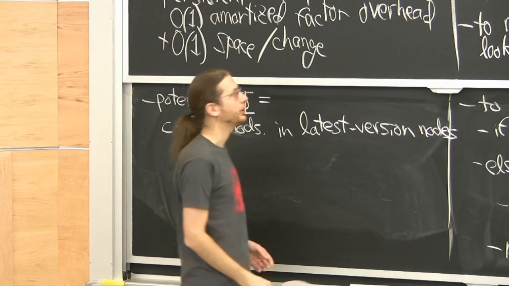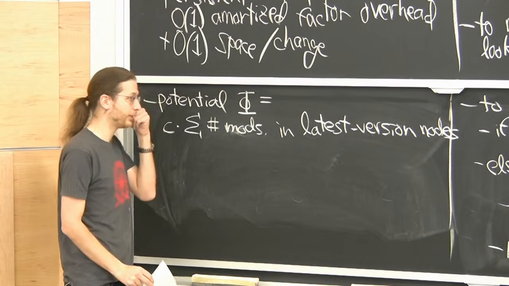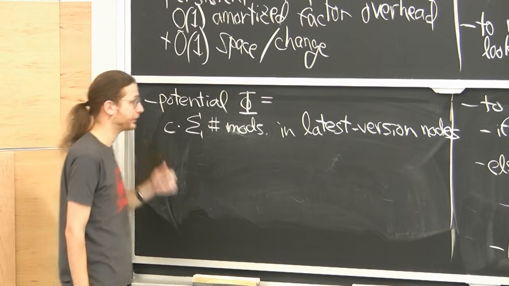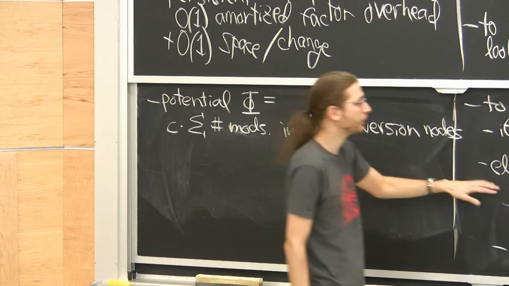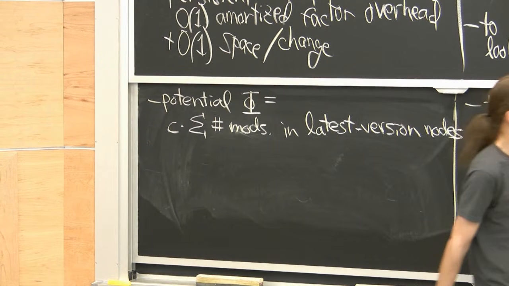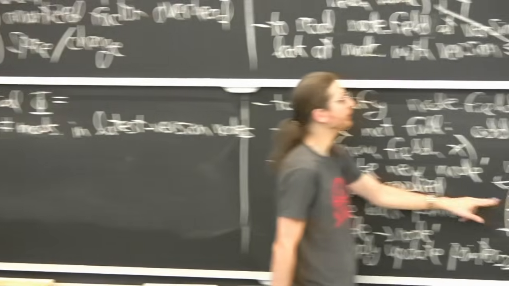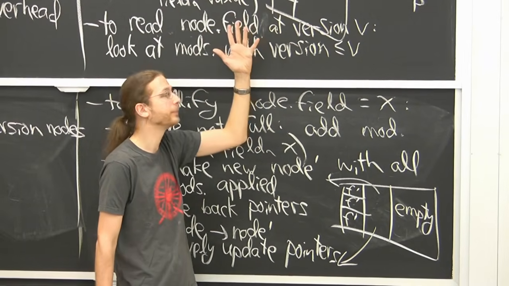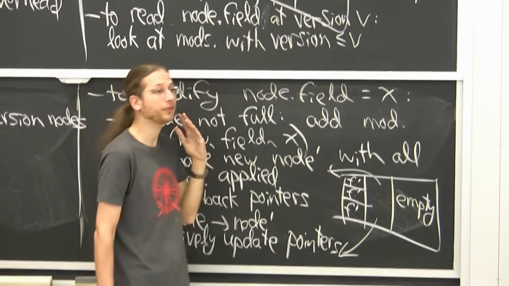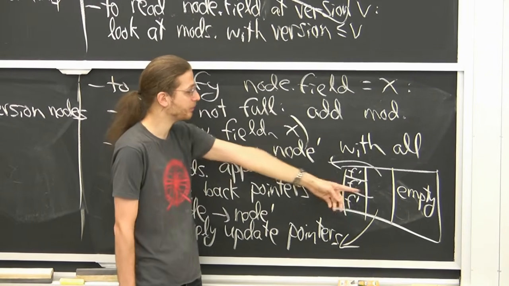Because we're only changing the latest version, I really only care about nodes that live in the latest version. What do I mean by this? Well, when I made this new node prime, this becomes the new representation of that node. The old version is dead. We will never change it again. If we're modifying, we will never even look at it again, because now everything points to here.